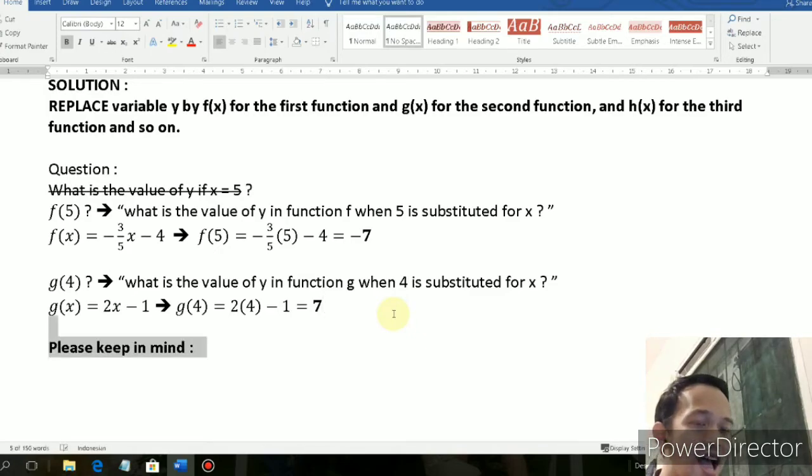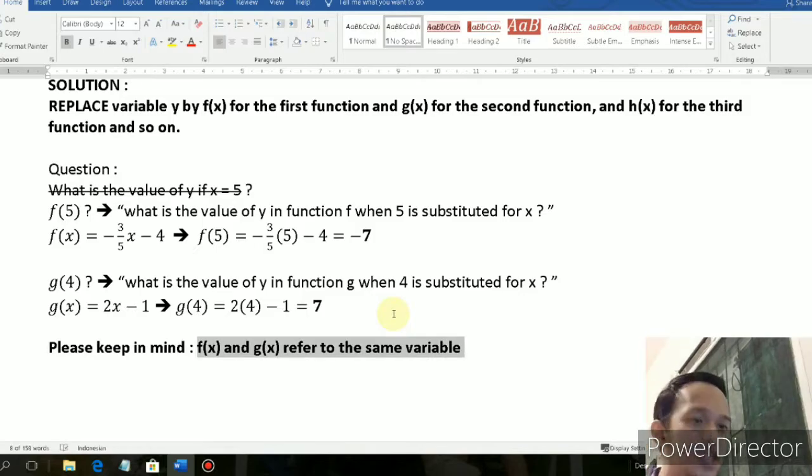So that is how you translate this new terminology f of x and g of x. But please do keep in mind that f of x and g of x refer to the same variable, which is y. So f of x and g of x or h of x and so on refer to the same variable y.